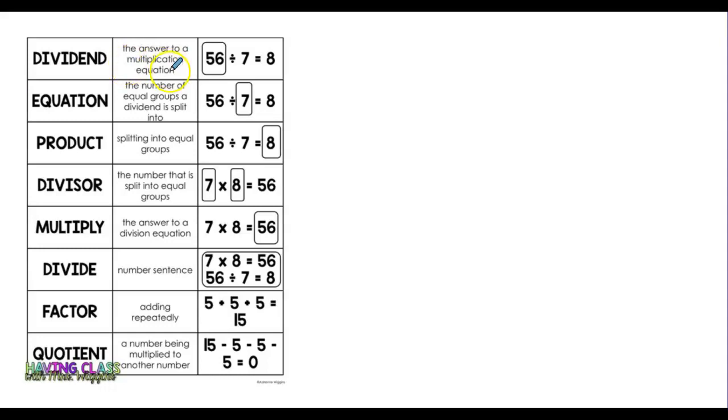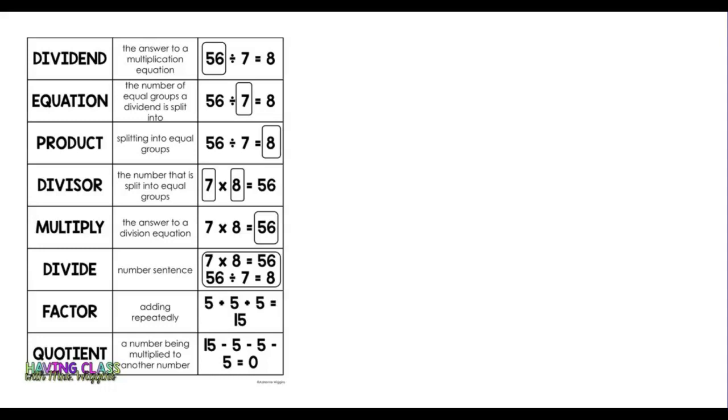Notice right here, this is something I thought was interesting, though. They have dividend, the answer to a multiplication equation. And you're going to say, no, that's a product. But notice where it is located. It is the number that is being divided out. So that's what that's talking about. So you have dividend here, and then this would be your divisor, and this would be your quotient. So make sure that you're paying close attention to what they're talking about. I thought that was interesting the way they worded it.